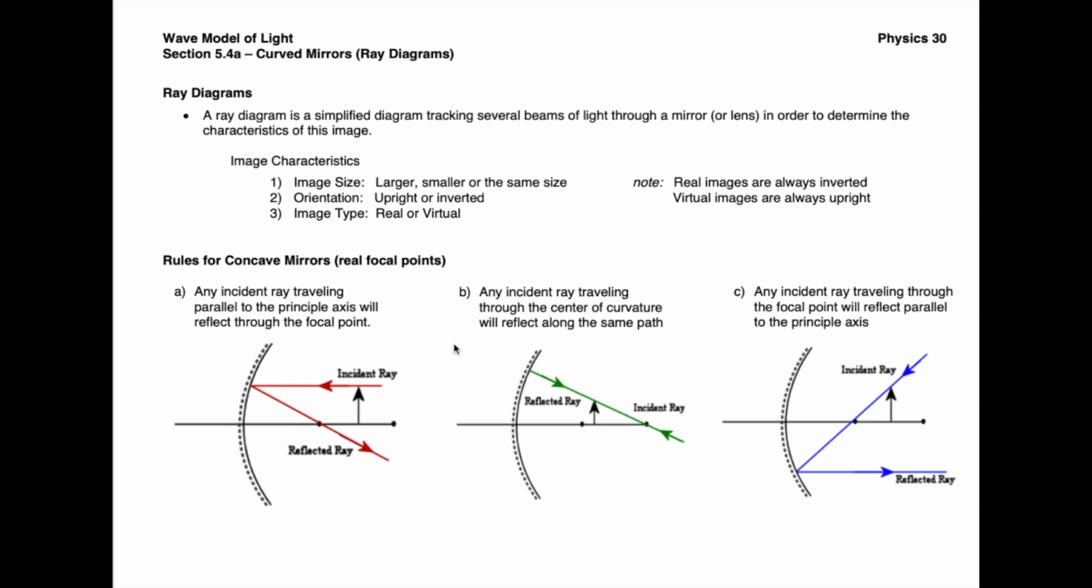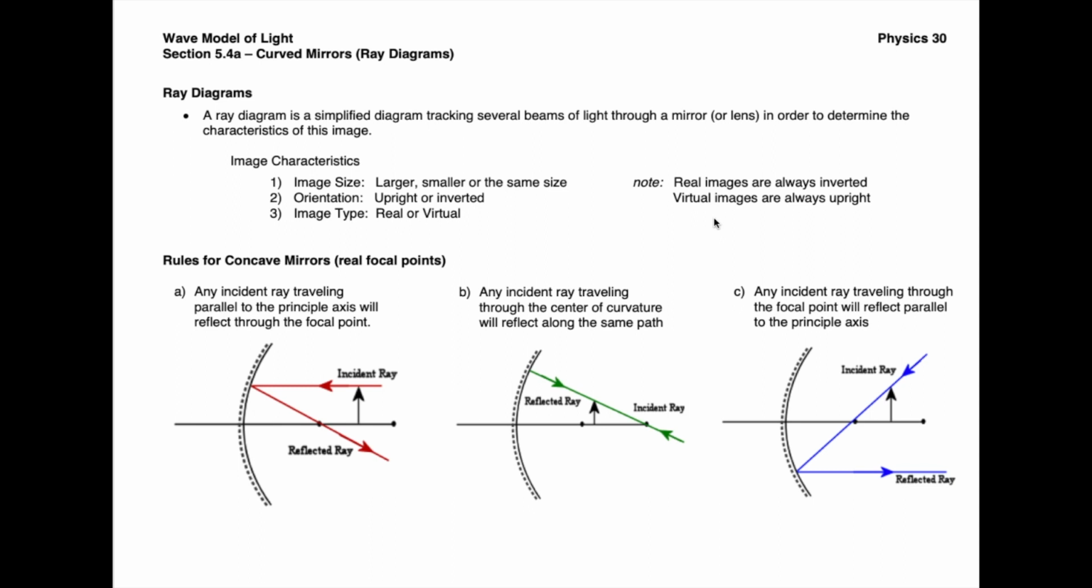Now with our ray diagrams, we're going to be looking at the same kind of image properties that we were looking at with the lenses. And so as we look for the beams of light going through the mirror or the lens, we're trying to find the characteristics of the image. So first of all, you have your image size, and the images can be larger, smaller, or they can be the same size. We have that orientation, upright or inverted, and then we have that real or virtual. Again, as before, real images are always inverted, and so once you know the orientation, you should always know the type of image.